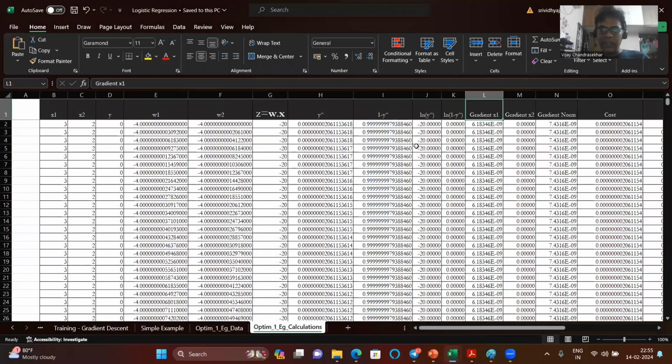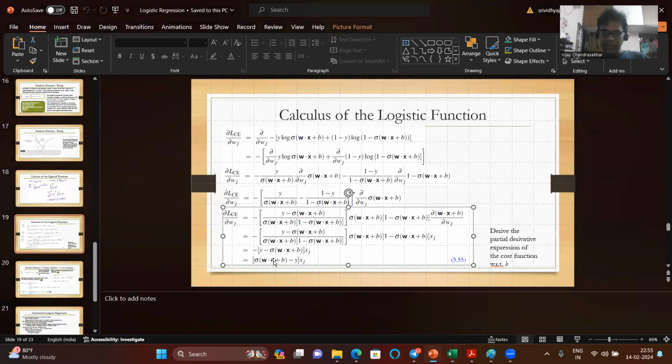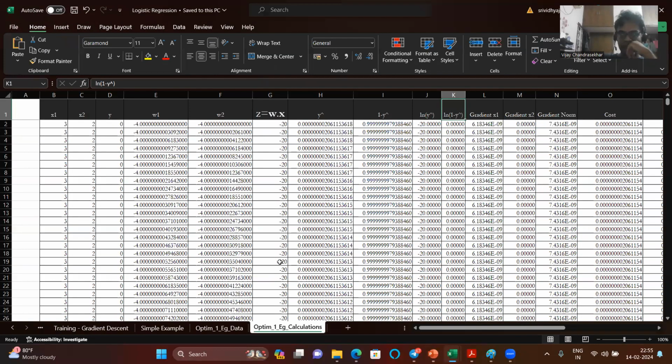Let's say I want to calculate one of those gradients. How will I calculate it? Help me look at this expression and then help me calculate the gradient. How would I calculate it? Mugundan, you're not very audible, Mugundan. I'm sorry.